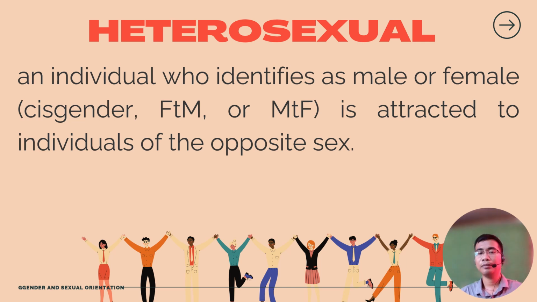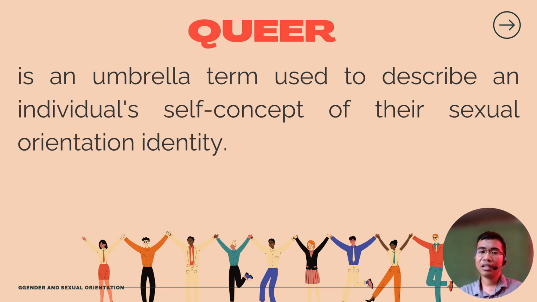Next, we have heterosexual. Okay, so homo and hetero. A heterosexual is an individual who identifies as male or female and is attracted to individuals of the opposite sex. Okay, so for the cisgender, male to female, female to male, then for the female to male, which is a transgender man, asa man siya mo-attract? So man to woman. For the transgender woman, ma-attract siya sa man. Okay, so that is heterosexual.